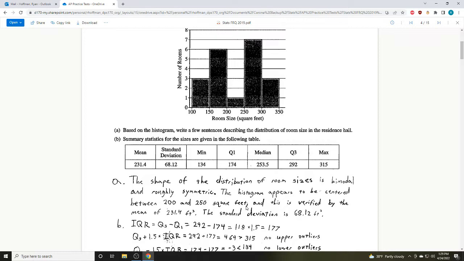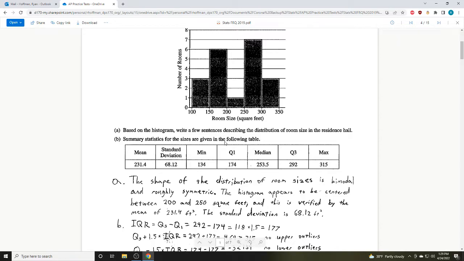Shape, center, and spread. Shape, they're looking for you to say that it's bimodal or has 2 peaks. Saying symmetric was not enough. Specifically, you needed to point out that there were the 2 peaks in the histogram. Then your center was right around between the 200 and the 250. Again, it's based on the histogram, not using the table underneath.